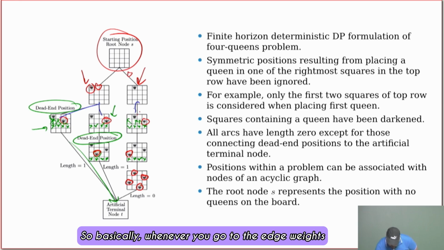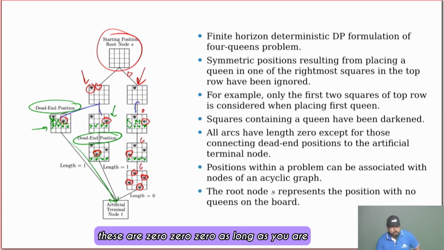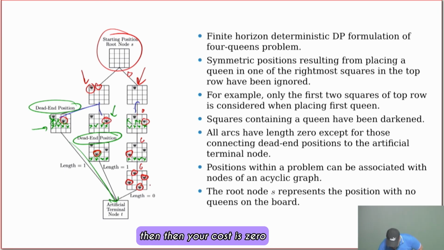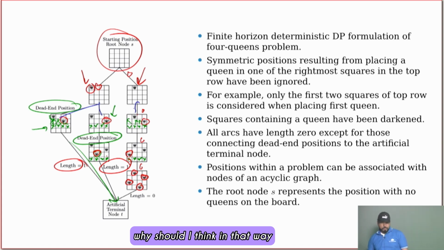So whenever you go to the edge weights, these are 0, 0, 0. As long as you are going successfully and arriving at the end stage, then your cost is 0. Whereas if you arrive at a dead end, then from the dead end while going to the terminal, you give a cost of 1.